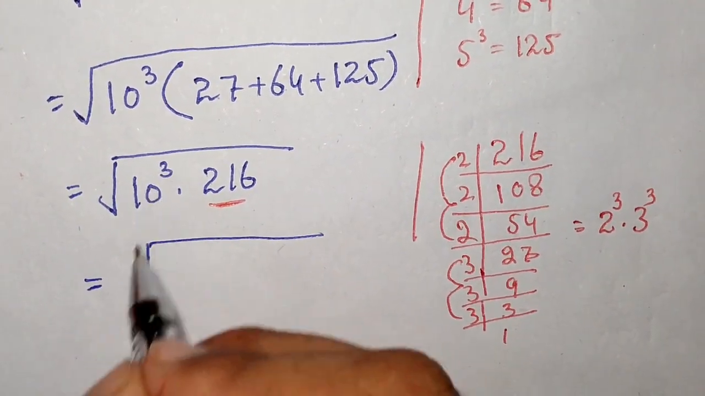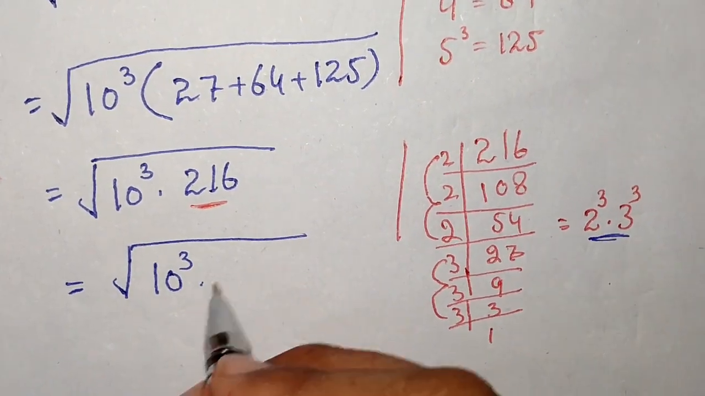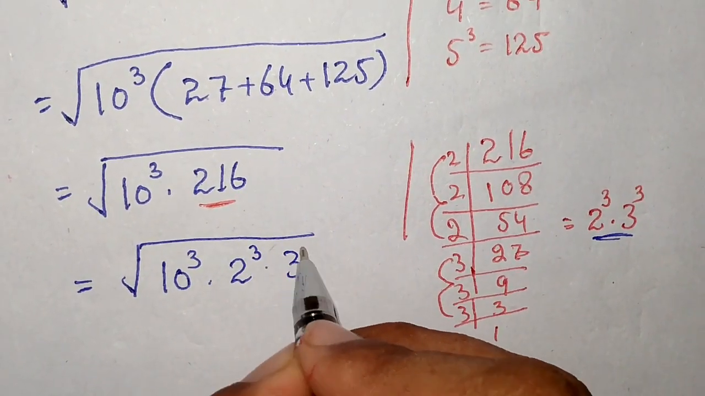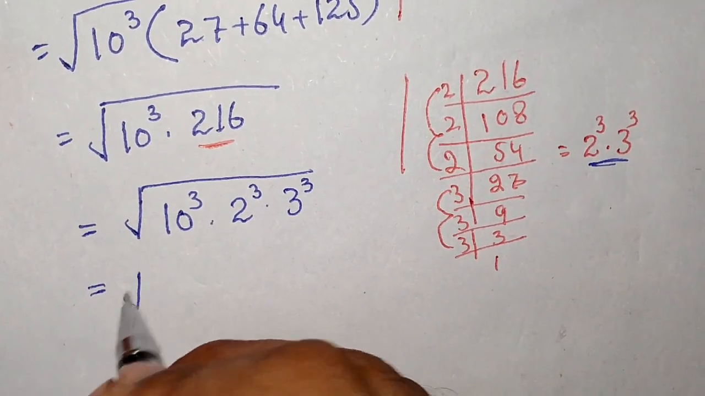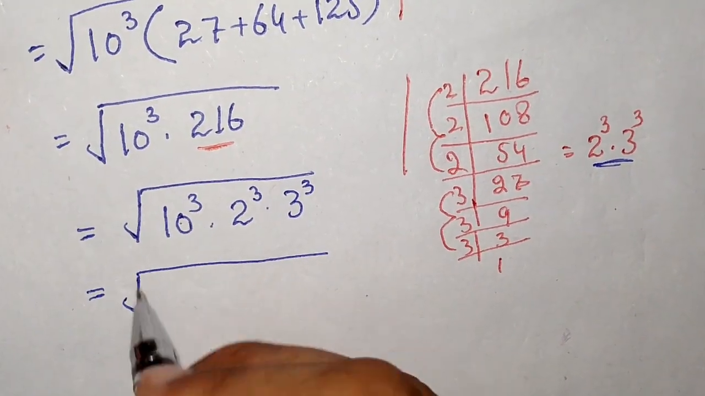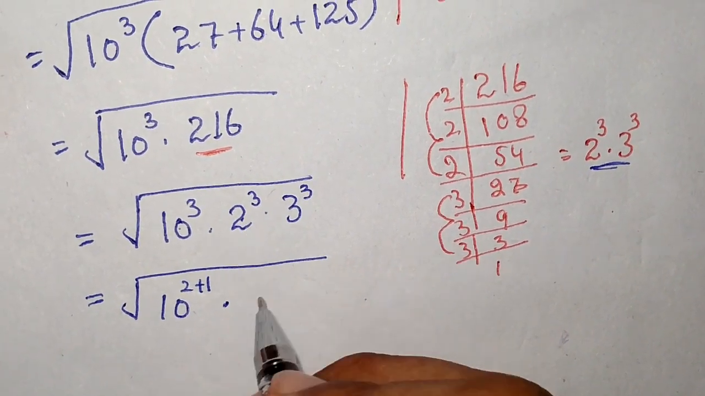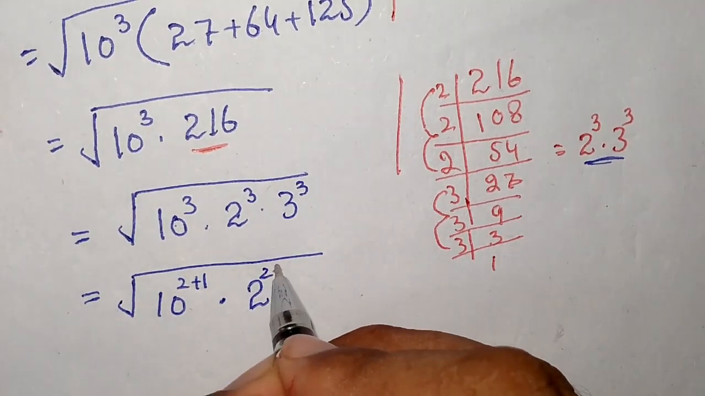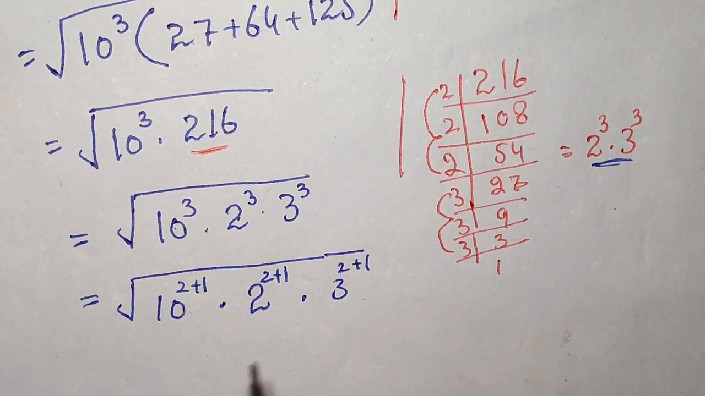So this will become square root of 10 to the power of 3 times 2 to the power of 3 times 3 to the power of 3. Now in the next step, square root of this 10 to the power of 3 can be written as 10 to the power of 2 plus 1, times 2 to the power of this 3 can be written as 2 plus 1, times 3 to the power of 2 plus 1.